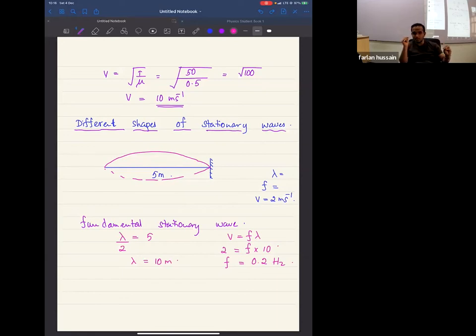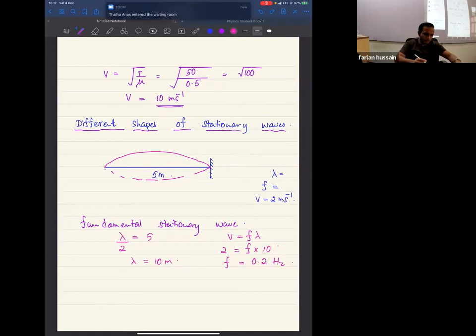Not at every single frequency will you get a stationary wave. There are certain frequencies at which you get a stationary wave. He was adjusting the frequency, and at certain frequencies there was a clear stationary wave. So I'm telling you, for this string, which is 5 meters in length, where the speed of the wave in the string is 2 meters per second, if you exactly oscillate at 0.2 hertz, you will get this stationary wave.